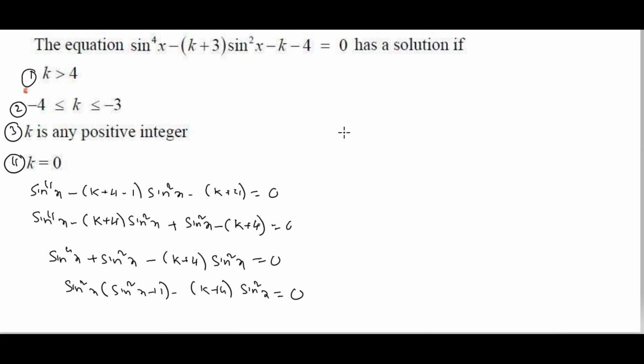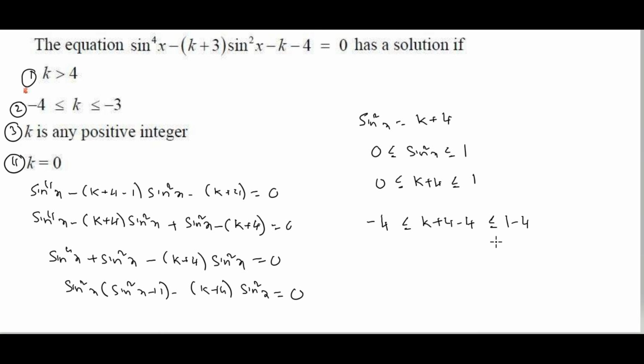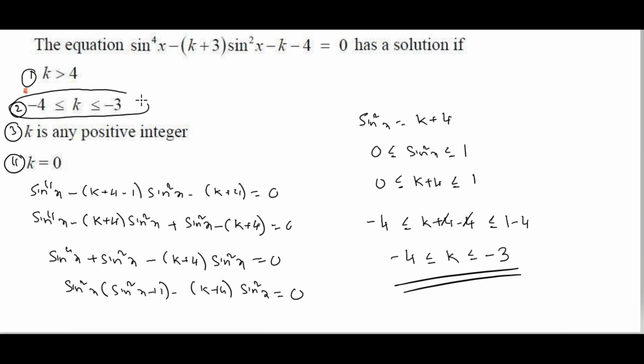From this equation sin square x is equal to k plus 4. So sin square x lies in between 0 less than or equal to sin square x less than or equal to 1. That means 0 less than or equal to k plus 4 less than or equal to 1. Add minus 4, that is 0 minus 4 is minus 4 less than or equal to k plus 4 minus 4, which is less than or equal to 1 minus 4. Here the 4 is cancelled. Minus 4 less than or equal to k less than or equal to minus 3. So this is the answer. From this, the second option is the correct answer.